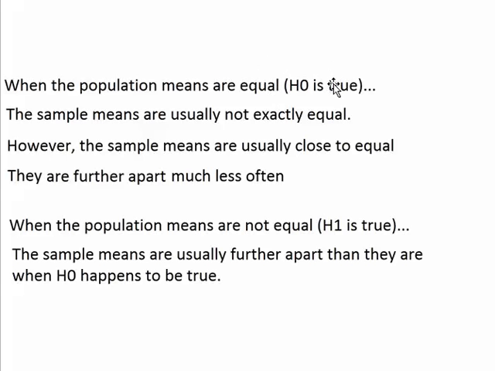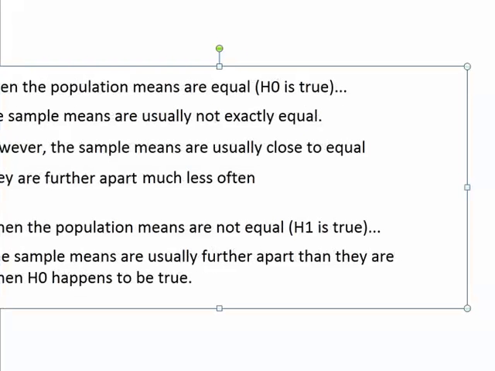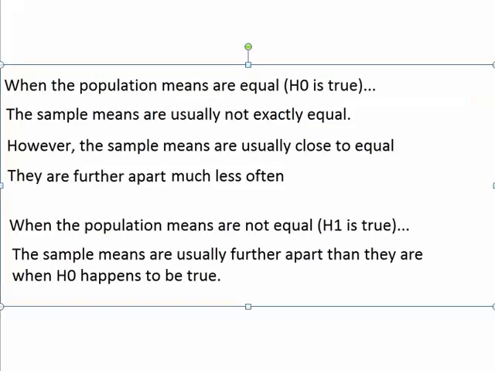When H0 is true, and the population means are equal, the sample means are usually not exactly equal, but they're usually close to equal. There's usually only a small difference between them. They can end up being far apart, but it doesn't happen very often. It's not likely to happen. When the population means are not equal, you expect a bigger difference between the sample means. The sample means are likely to be further apart.